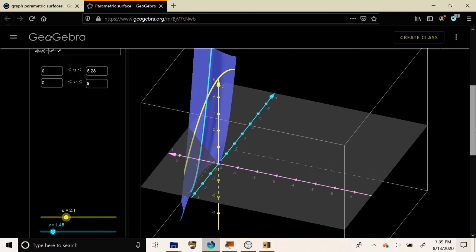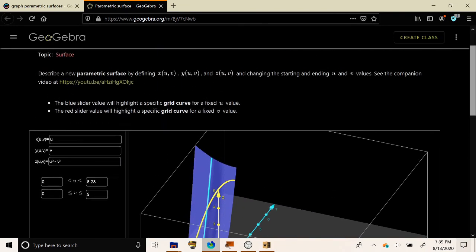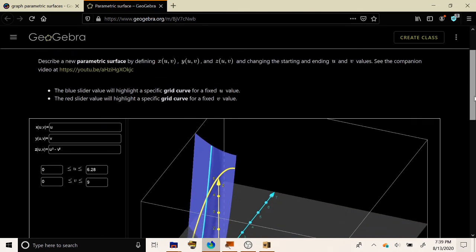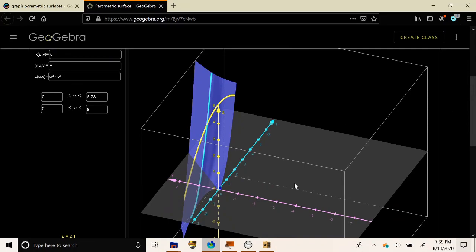So feel free to go out and play. If you find a better website, feel free to let me know. There may be one that you prefer to this, so just let me know if you have one that you prefer to GeoGebra's website.